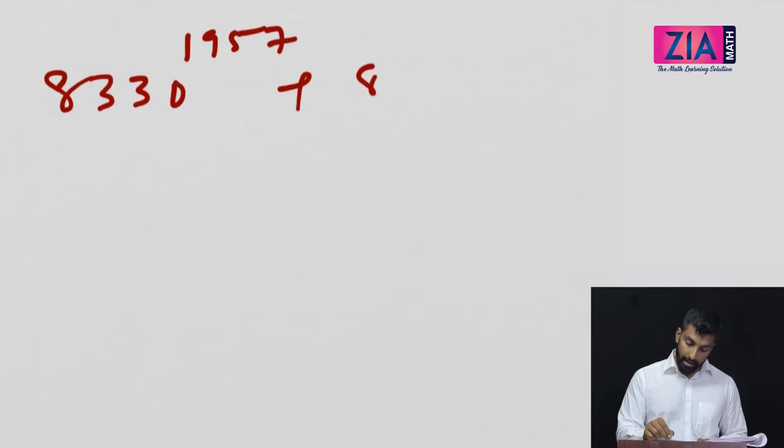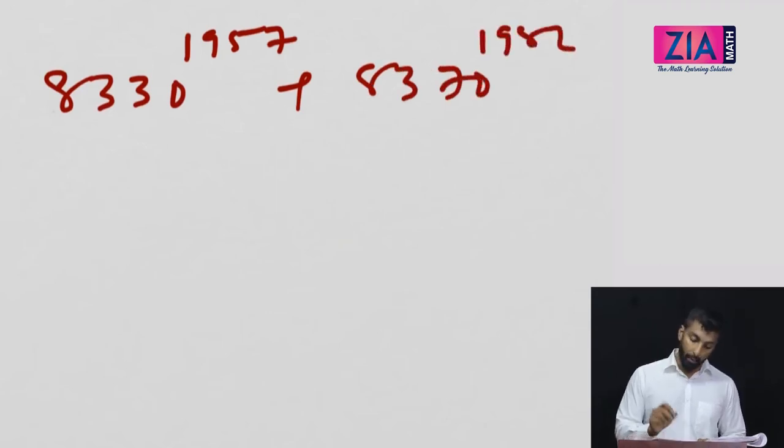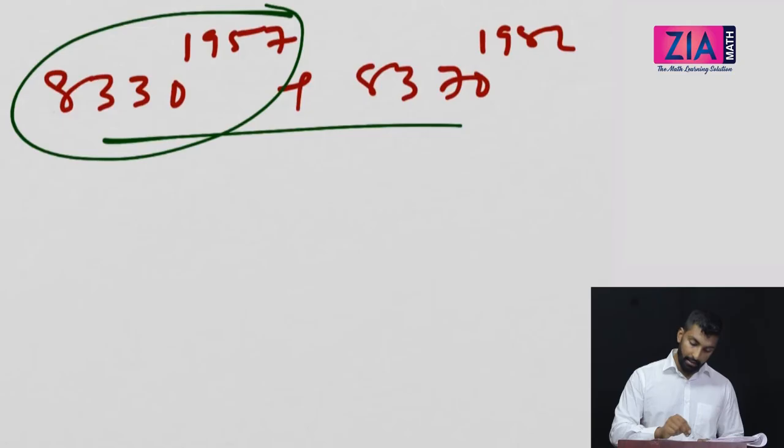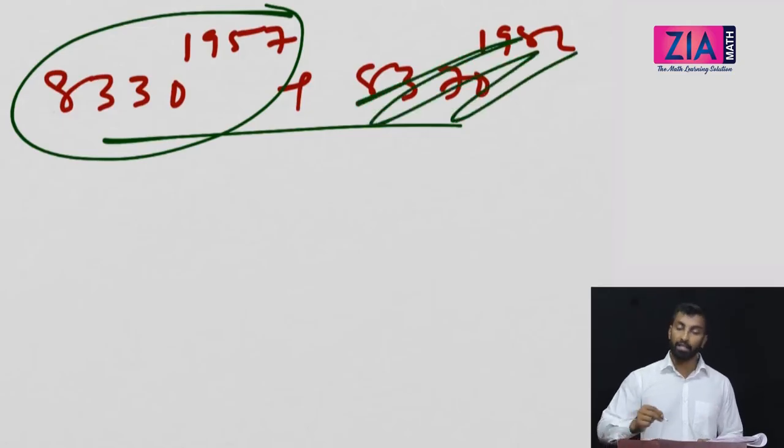So I hope you understood. What was the question? 8330 raised to 1957 plus 8370 raised to 1982 was the question, right? Now to find the last non-zero digit of this number, we just need to consider this number only, because this is having more zeros, so that is not going to make any impact, right?